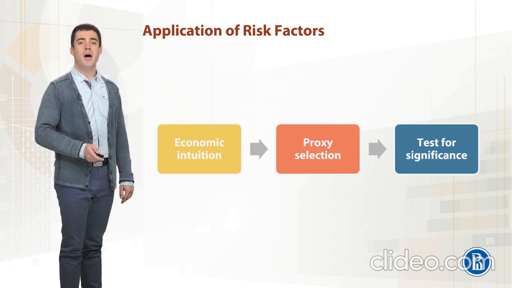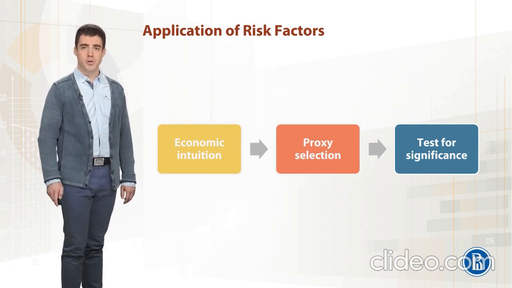Finally, now that you have the proxy for the factor, you need to test it for statistical significance by running a regression. Once it appears to be significant, you can incorporate it into your model and use it in order to estimate the expected return on the stock.